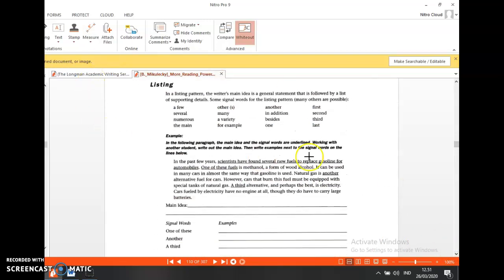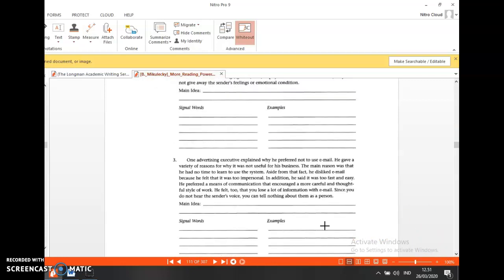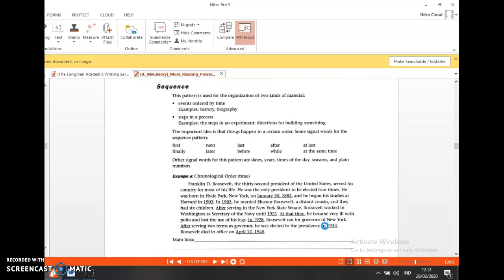Now, this is more explanation about listing. You will have some signal words for listing. For example, a few, several, numerous, the main, others, many, and so on. You can read it here. You can have first, second, third, last, and so on. And then do the exercise.